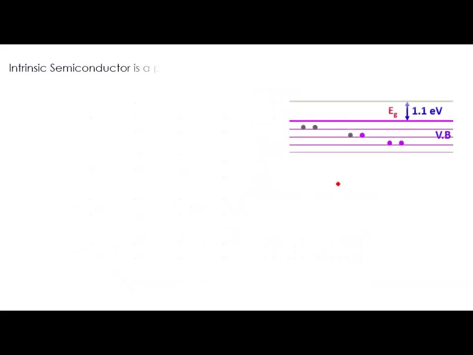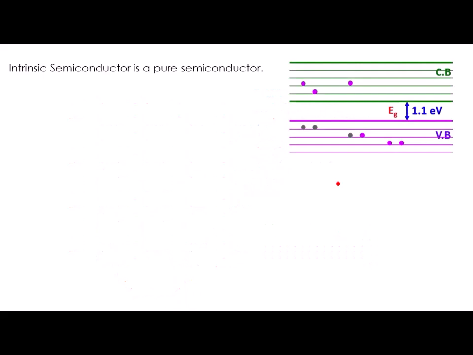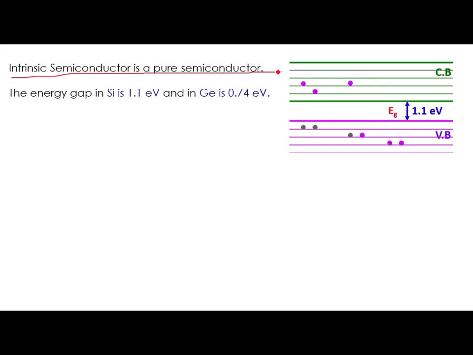Now let's have a recap. In recap, an intrinsic semiconductor is a pure semiconductor, as we studied. You will get them in their pure form, single crystal form. The energy gap in silicon is 1.1 electron volt, and that in germanium is 0.74 electron volt.